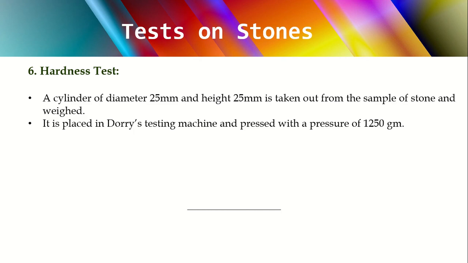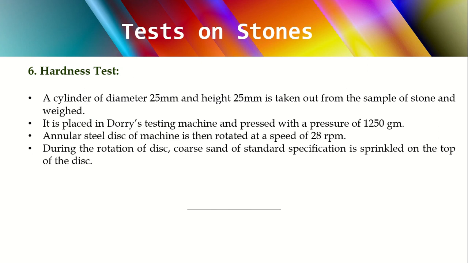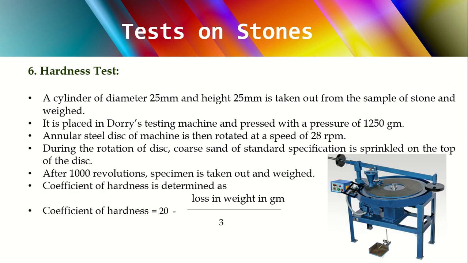Next comes hardness test. So what is this hardness test? Hardness is nothing but the resistance of a stone towards scratching effect. So for this hardness test, we will be using the Dorry testing machine. Okay, I'll show you the diagram. Right, that's the Dorry testing machine.